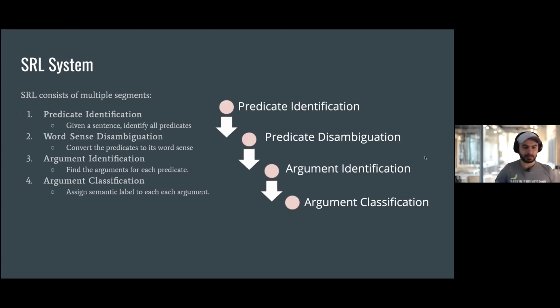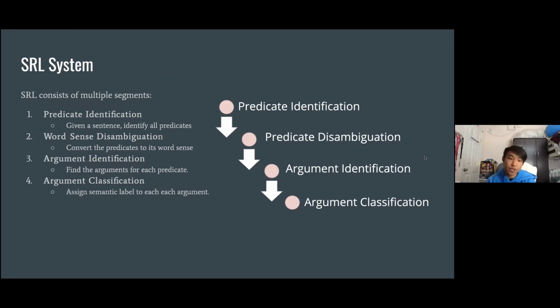Next slide. So traditionally, semantic role labeling systems are composed of 4 components. Predicate identification, which is the process of, given a sentence, identifying all the predicates within it. Disambiguation, which is the process of taking the sentence and predicates identified and mapping the predicates to their original word sense. The next part is identifying the arguments which are associated with the predicted predicates. After that, we need to classify the predicted arguments as the first argument, second argument, third, and so on for the predicates.